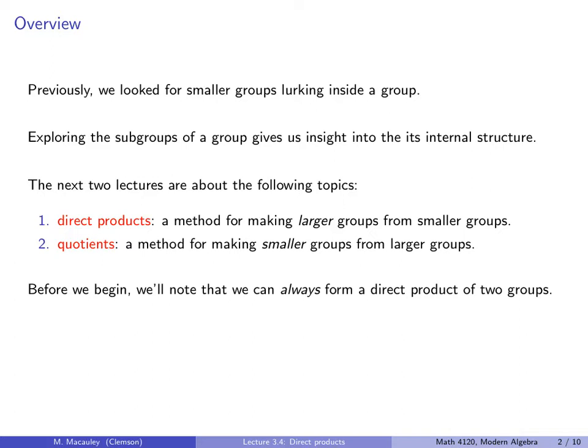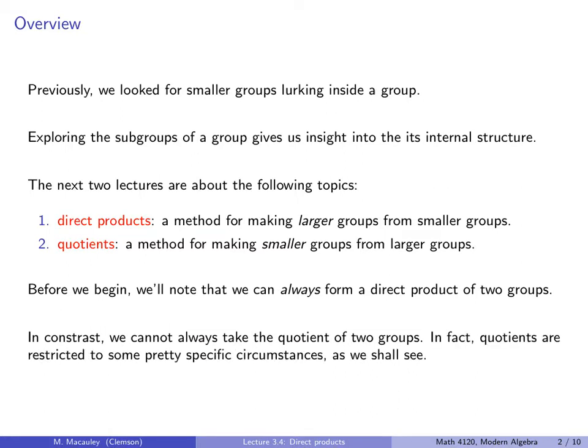Before we begin, we'll note that we can always form a direct product of two groups. In contrast, we cannot always take the quotient of two groups. In fact, quotients are restricted to some pretty specific circumstances, as we shall soon see, although that will be not in this lecture, but the next one.